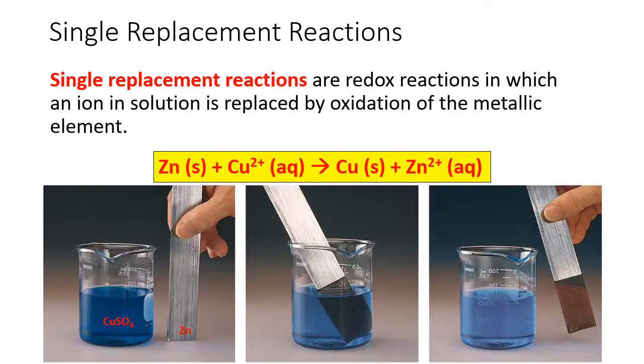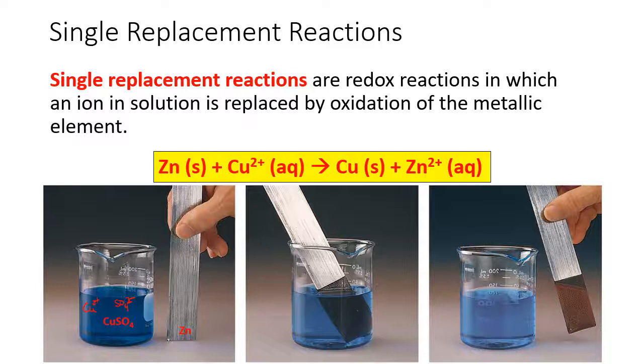A single replacement reaction is one of the oldest redox reactions. It's a redox reaction where we have an ion in solution that becomes reduced and we have an oxidation of some metallic element. In this example, we have a solution of copper 2 sulfate. That means that there's copper ions swimming around in solution along with sulfate ions, which are really just spectator ions.